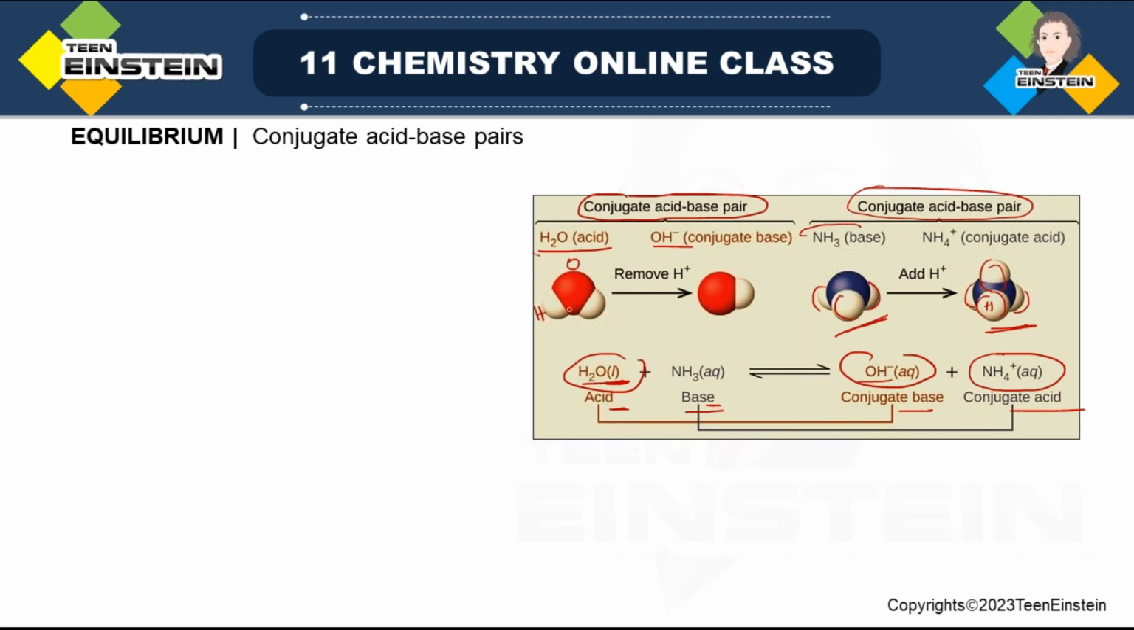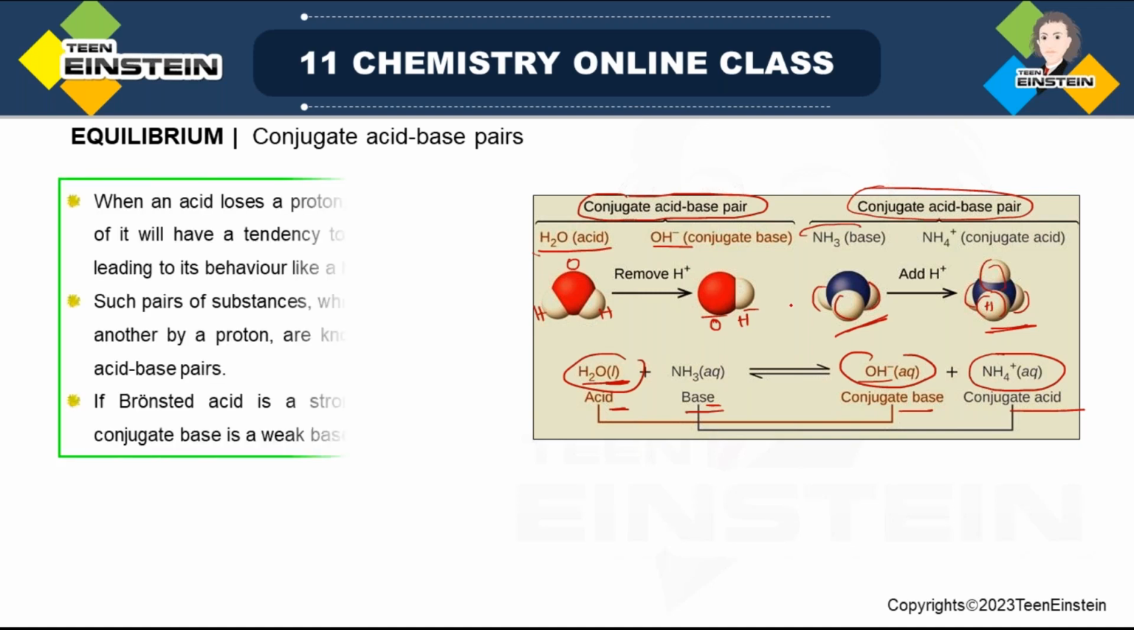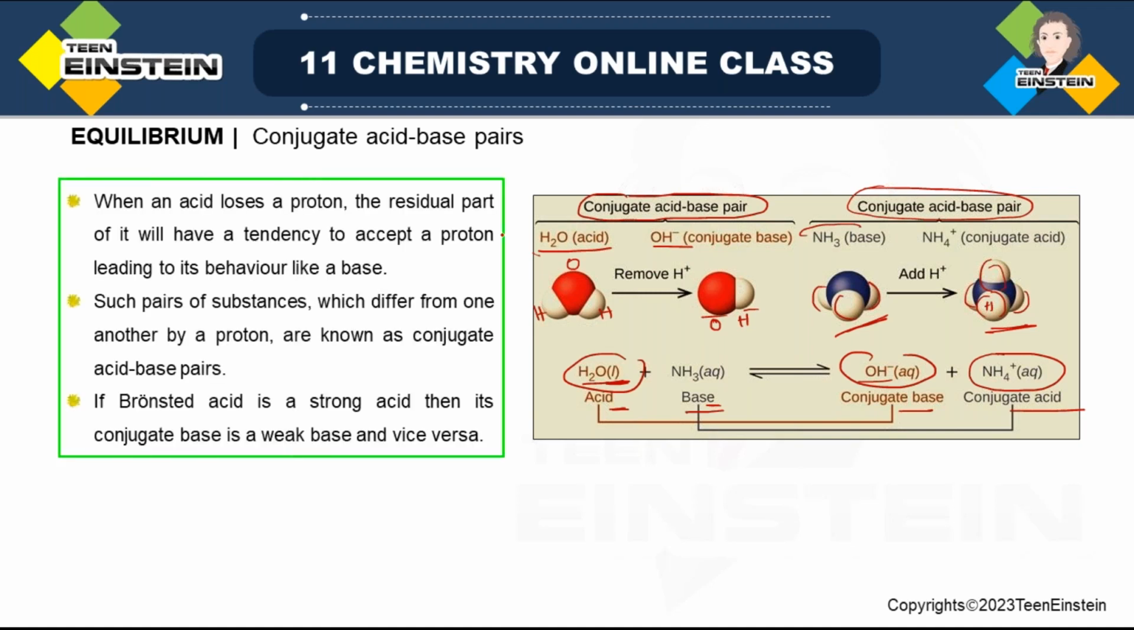Similarly, this is oxygen and hydrogen, and this is oxygen and H, only one hydrogen. Fine. So this is the conjugate acid-base pair concept. When an acid loses a proton, the residual part of H2O after H plus donation is HO minus. This residual part will have a tendency to accept a proton, leading to its behavior like a base.